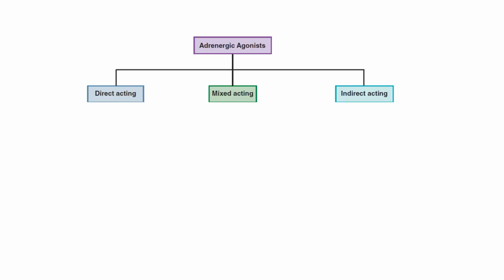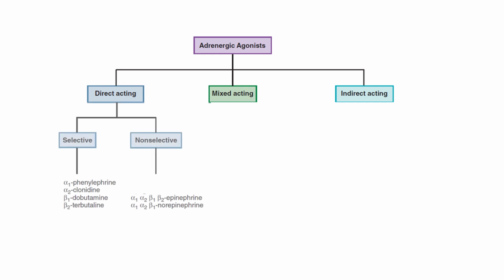There are three types of adrenergic agonists, and the classification of these sympathomimetic drugs is based on their mechanism of action. The first class is the direct-acting agonists, and of course, as the name suggests, these drugs directly activate the alpha or beta receptors, thus producing effects that are similar to those that occur following stimulation of sympathetic nerves or the release of the hormone epinephrine from the adrenal medulla.